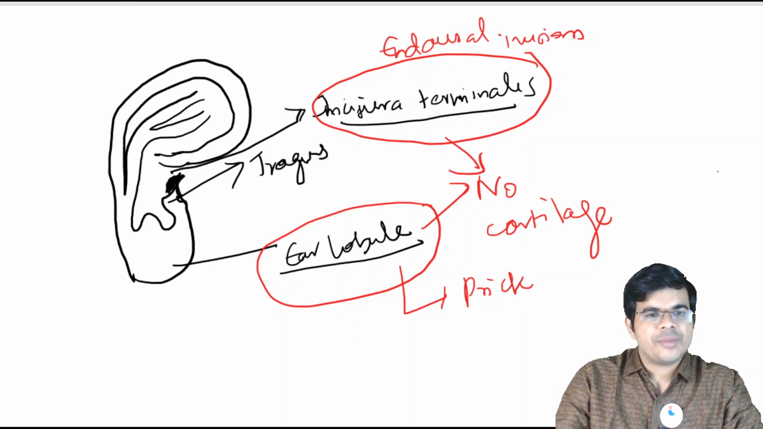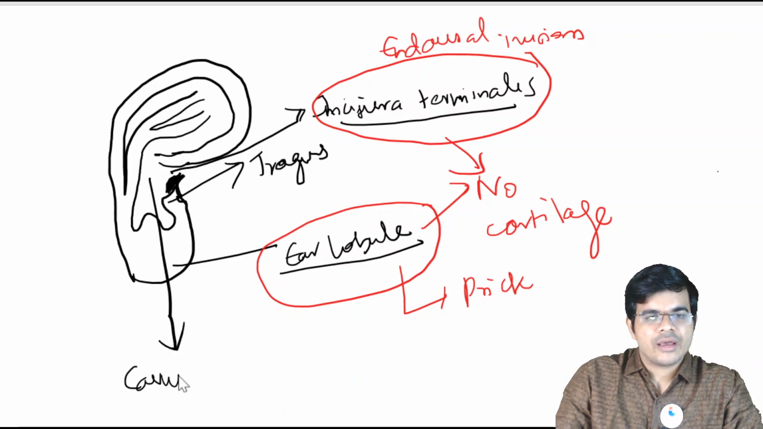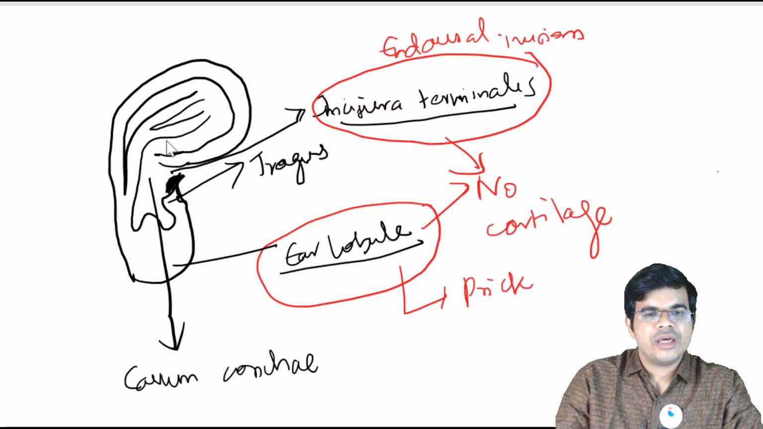And then there are some other landmarks that you have to know. Okay, just behind the tragus you have got a depression known as cavum conchae. Okay, cavum conchae. But you are more familiar with the other one, isn't it? The one which is seen below the antihelix and above the helix. What is that? Yes, that is cymba conchae.